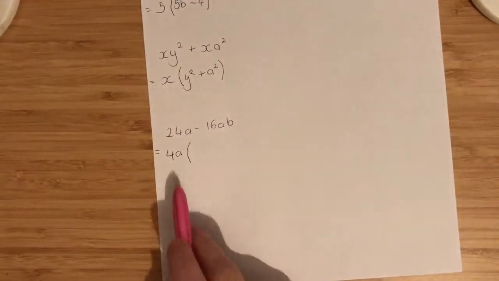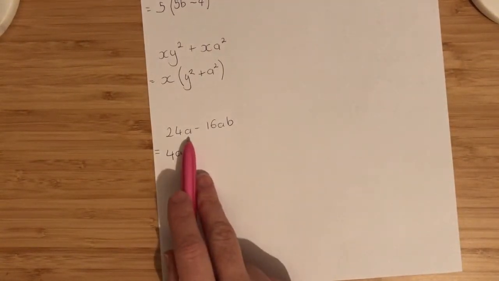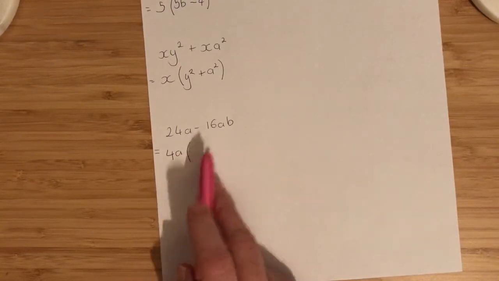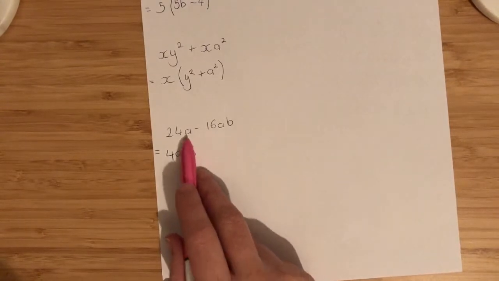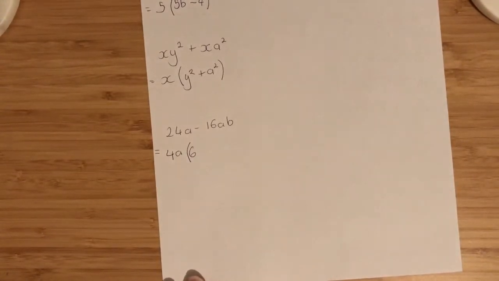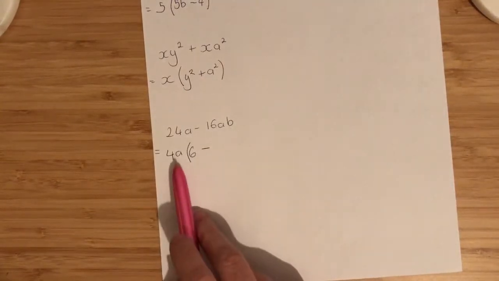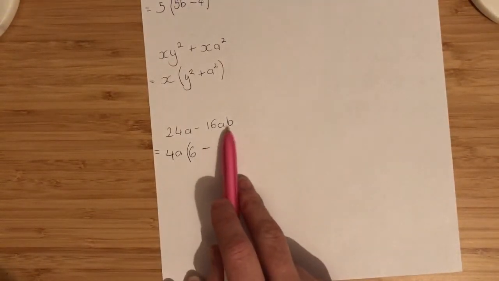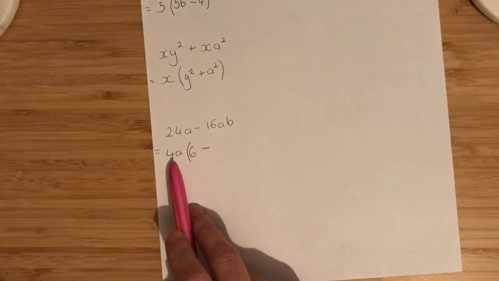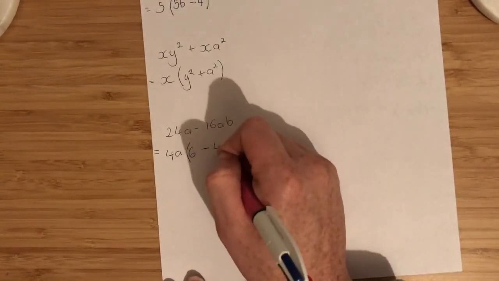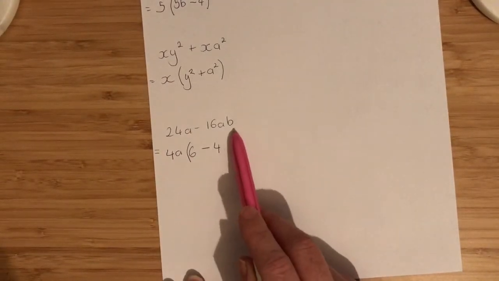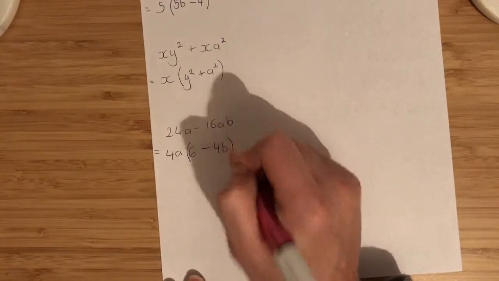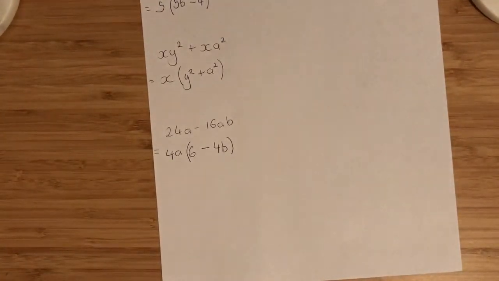Open the brackets. So 4a times what gets you back to 24a? So you need 4 times 6. And that's all you need, because a times just 1 would be a. So 4a, and you've got 6, minus 4a times what would get you back to 16ab? So look at the numbers first. We need 4 times 4 to get you back to the 16. We don't need anything for the a because we've already got the a there, but we do need to put in a b. 4b. If you're not sure if you've done it right, you can always multiply out the bracket. So go back the way, just to double check.